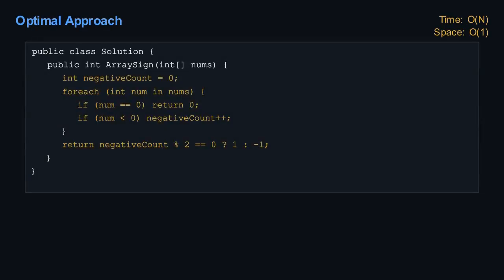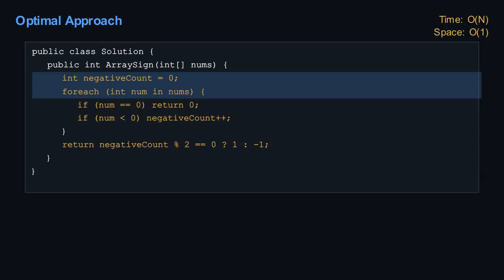The key insight here is that we don't need the actual product, only its sign. The sign of a product is determined by two factors, the presence of 0, and the count of negative numbers. If any number in the array is 0, the entire product is 0, so we can immediately return 0. Otherwise, the sign depends solely on how many negative numbers there are. If there's an even count of negative numbers, they cancel each other out, resulting in a positive product. If there's an odd count, the product will be negative.